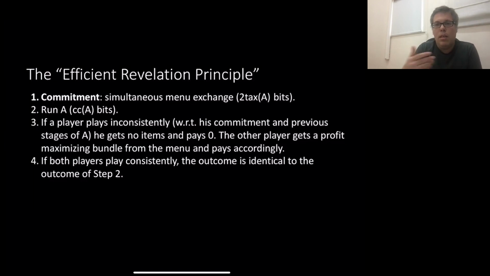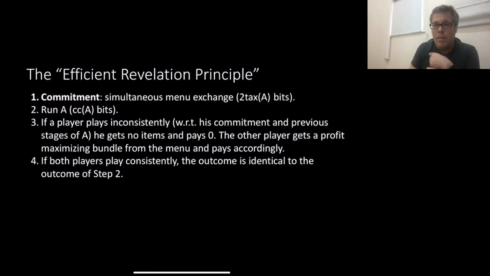So this stage takes 2 times the taxation complexity. Recall that the taxation complexity is the logarithm of the number of possible menus that each of the players can present to the other. So, just to point to one menu, we need tax bits. That's going to be the first step. Now the 2 players know the menus that the other player presents to them. That's almost what we need, because ideally we can just ask each of them to compute his maximum profit bundle, and then we're done.